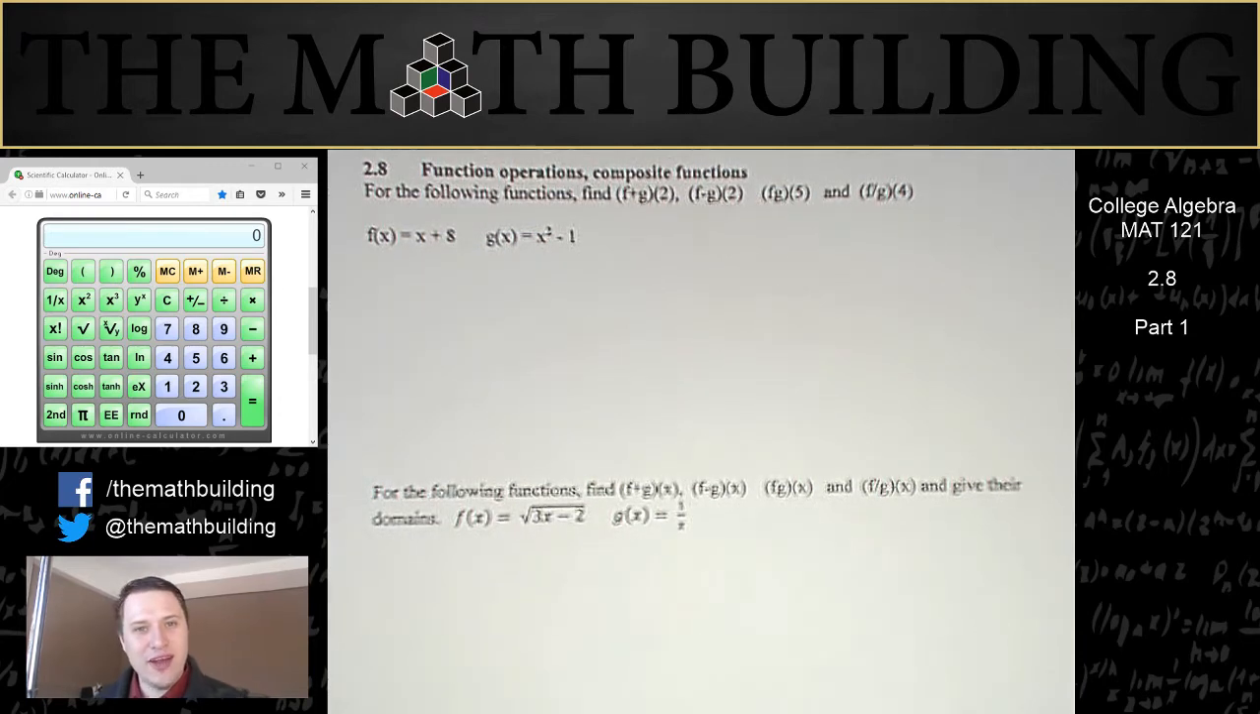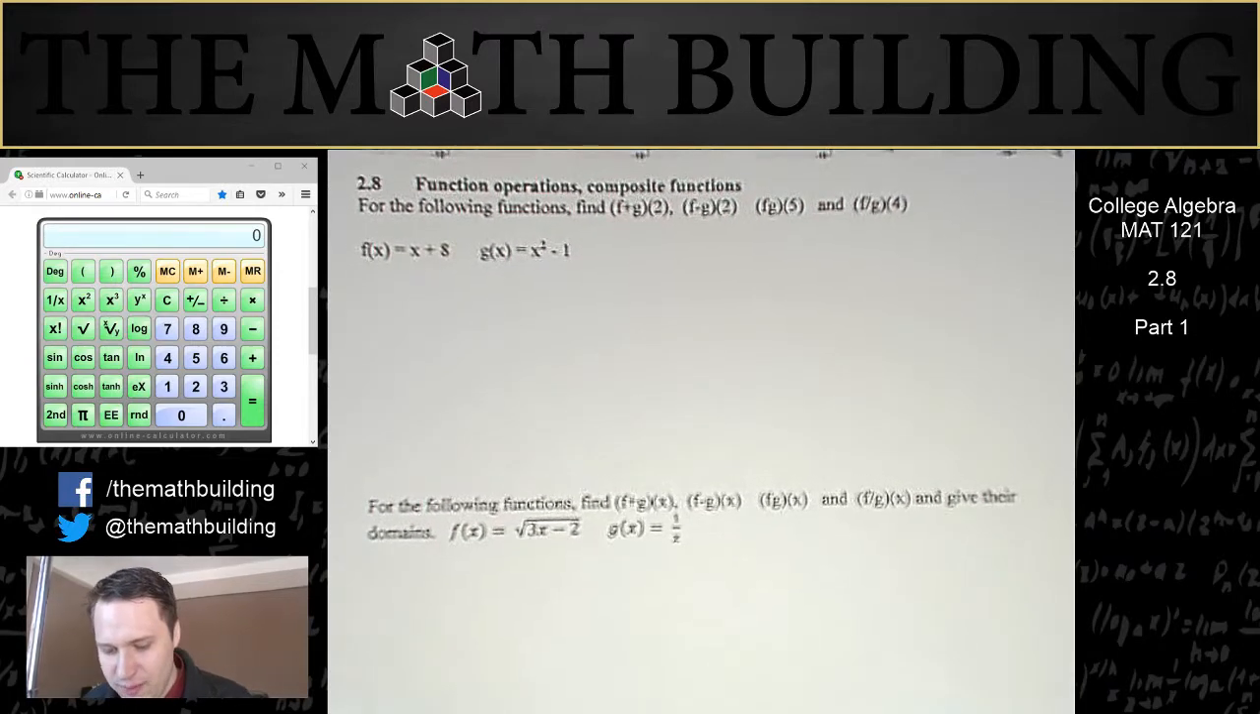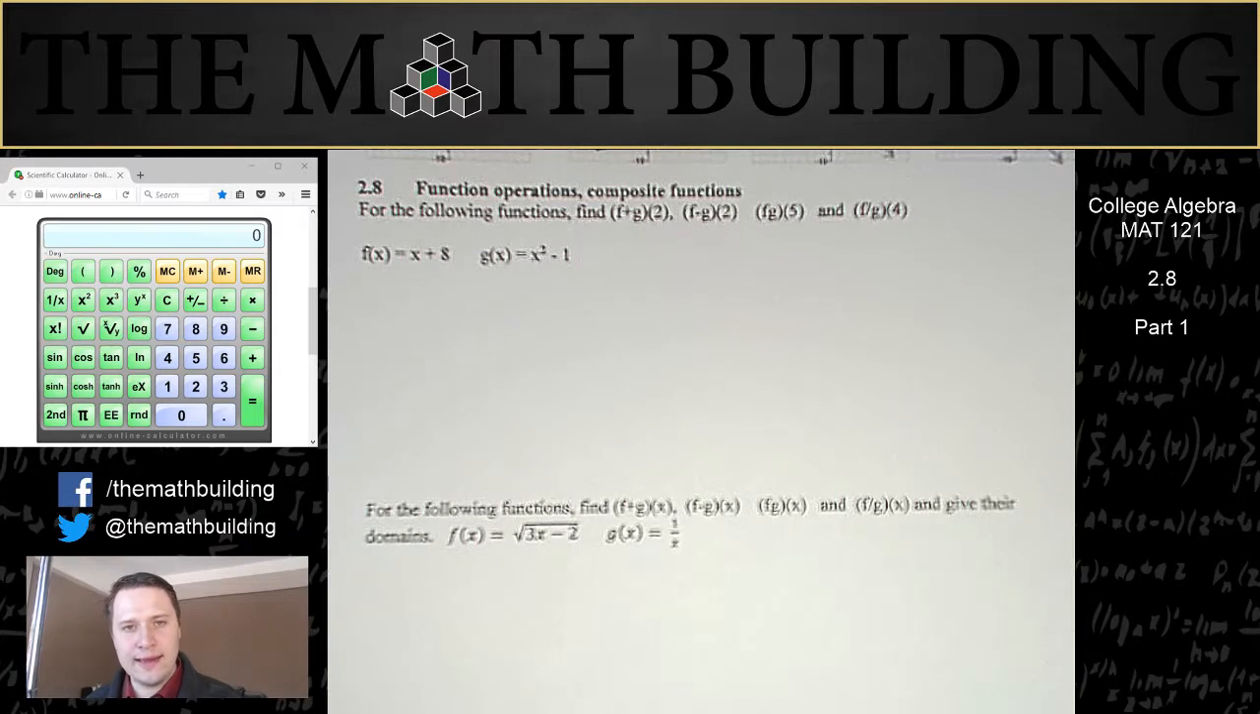Hello there, welcome to the final section of Chapter 2, 2.8. We're going to be talking about function operations and composite functions. So here's where we're really going to get some power.